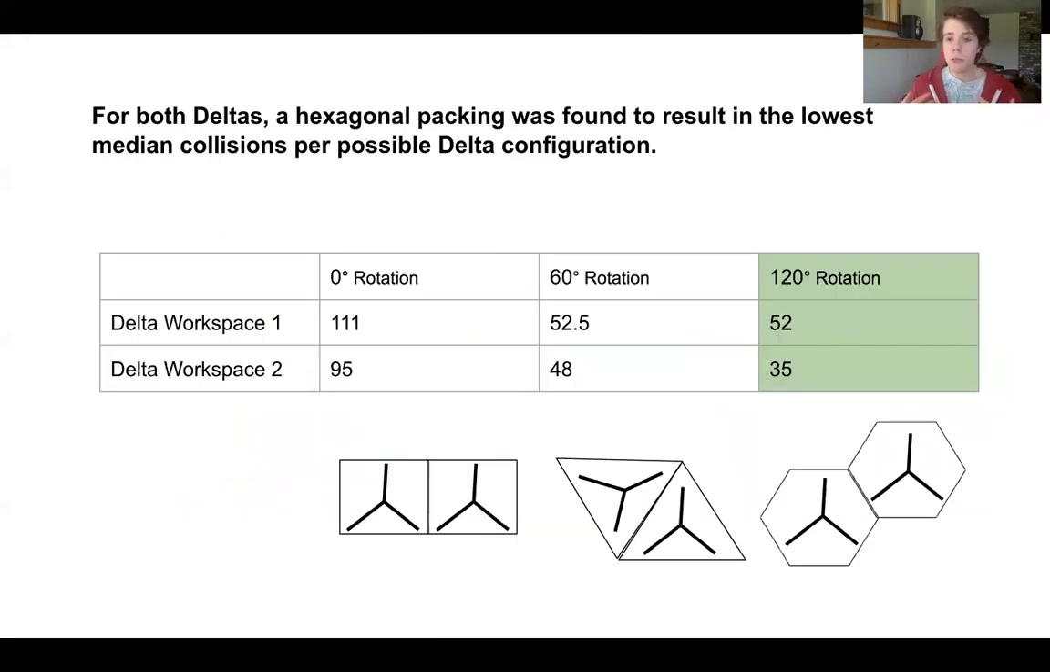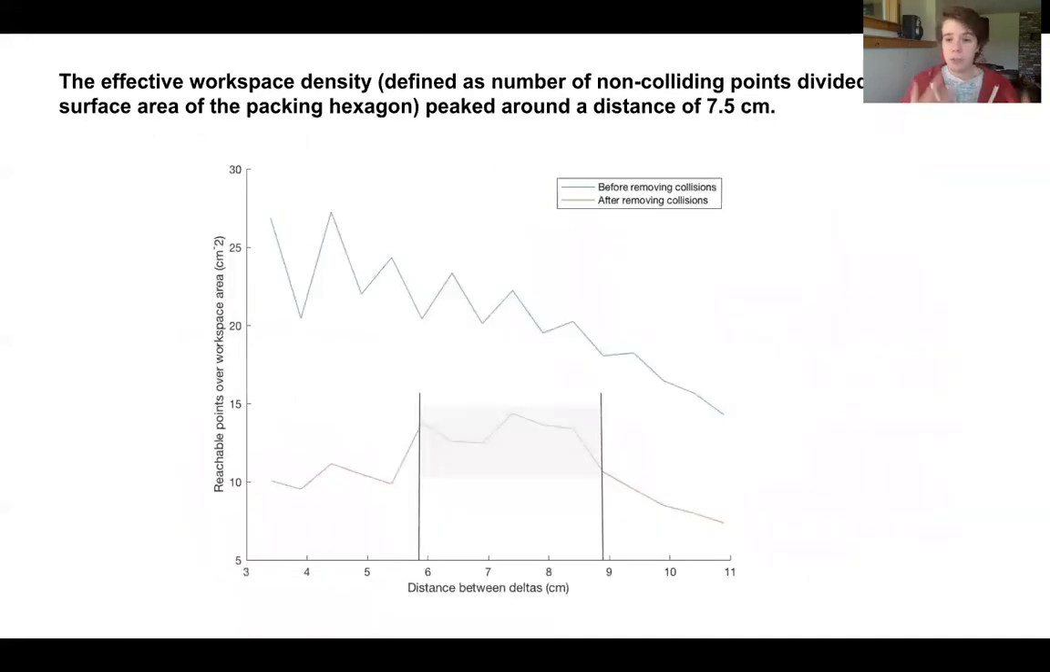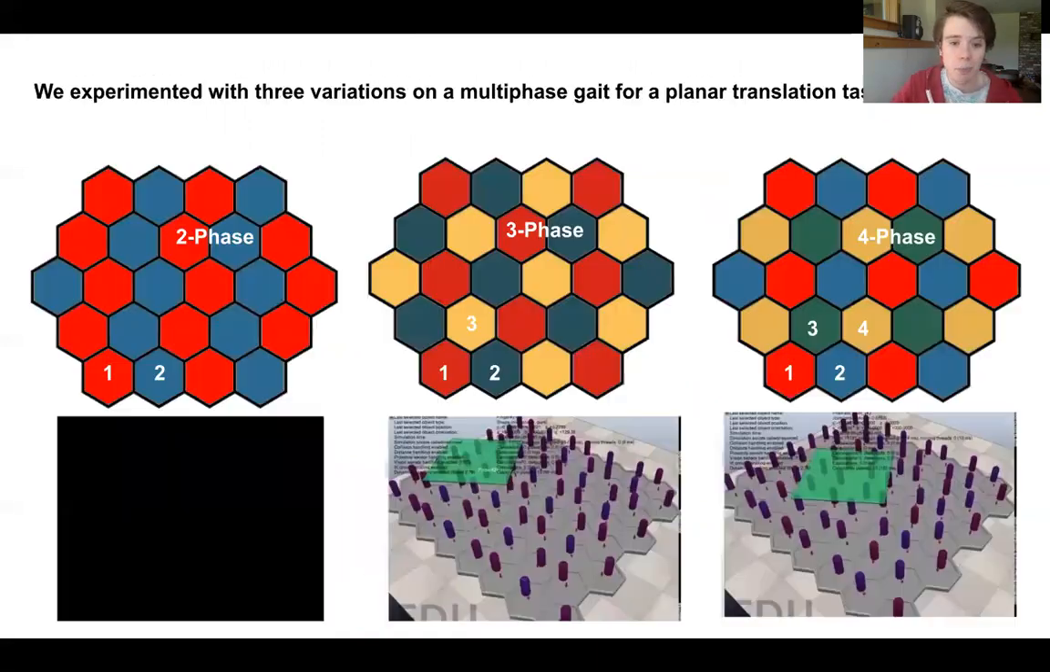Based on these results, we determined that the hexagonal packing was the most effective. It had the least collisions per configuration, which meant that it preserved more of the delta's effective workspace. We also compared this hexagonal packing across different packing densities, so having different distances between the deltas. We found that as the distance increased, the workspace of an individual delta would approach the maximum possible workspace. We found that when attempting to jointly maximize the effective workspace of each delta and the density, having a distance between deltas of between 6 and 9 centimeters produced good results. Using this information, we moved our delta array into simulation.